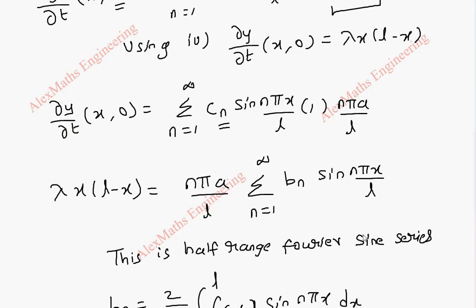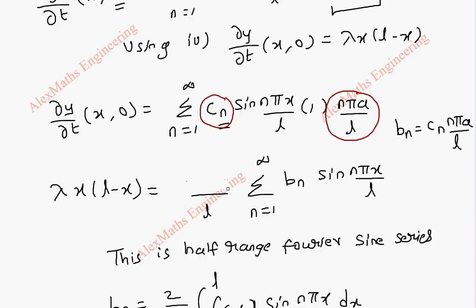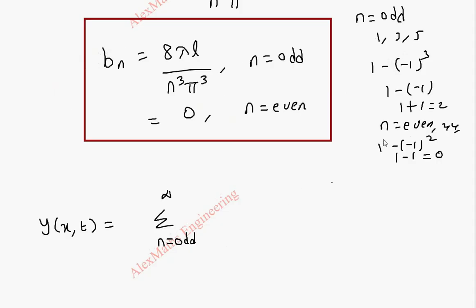n pi a by L. So it will be better if I take this Cn and n pi a by L together as Bn. It is easier to substitute. So Bn equals Cn into n pi a by L. So let us not write this constant outside. Since we had Bn, I have to replace the Bn after finding it from the integration, and Bn is Cn into n pi a by L.